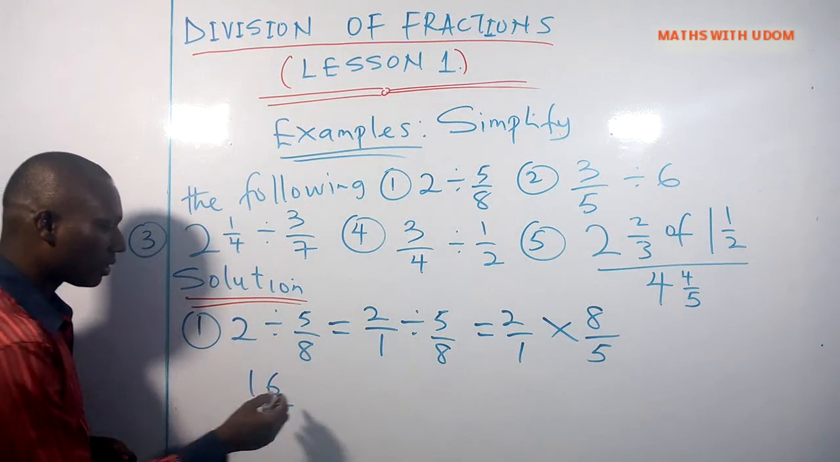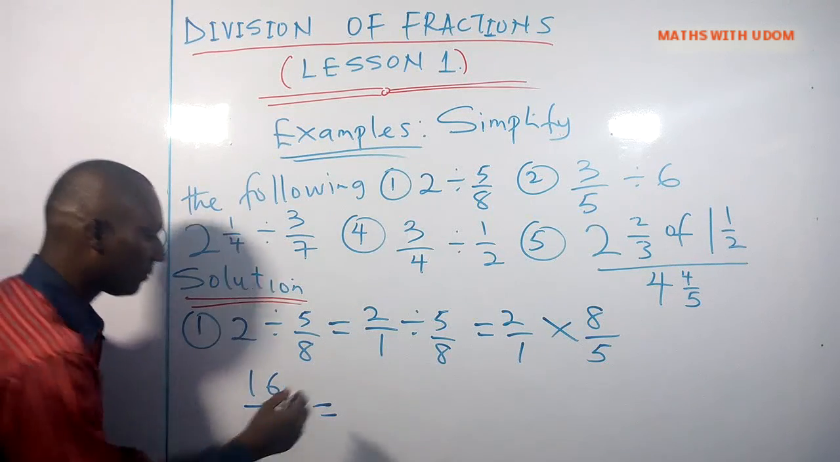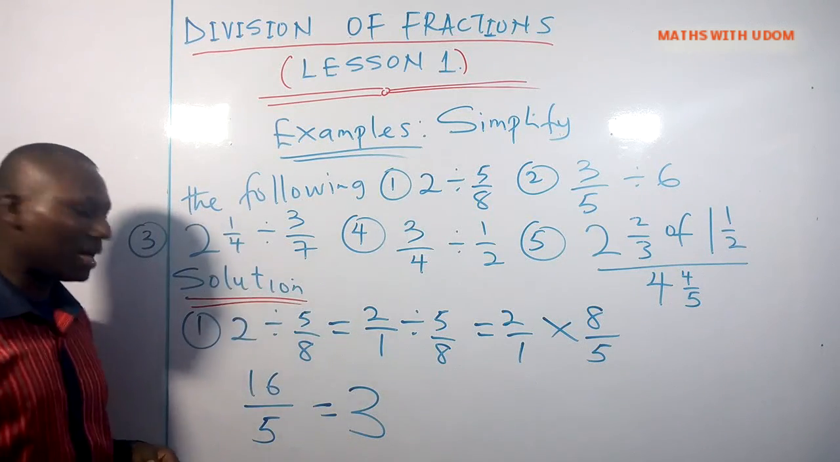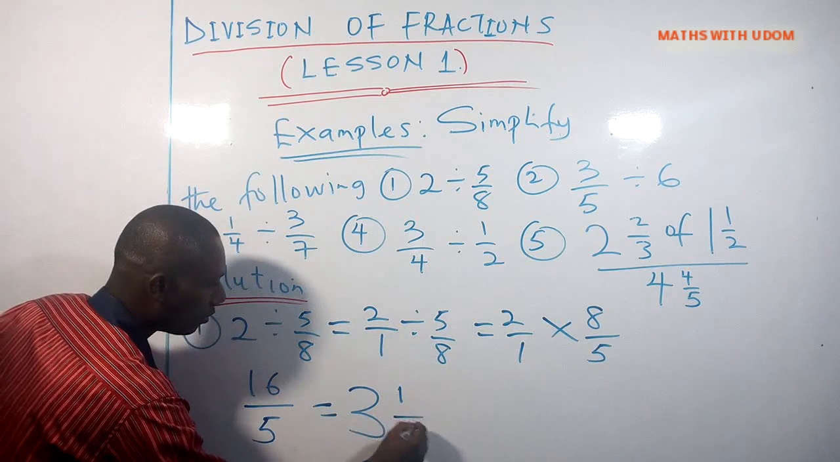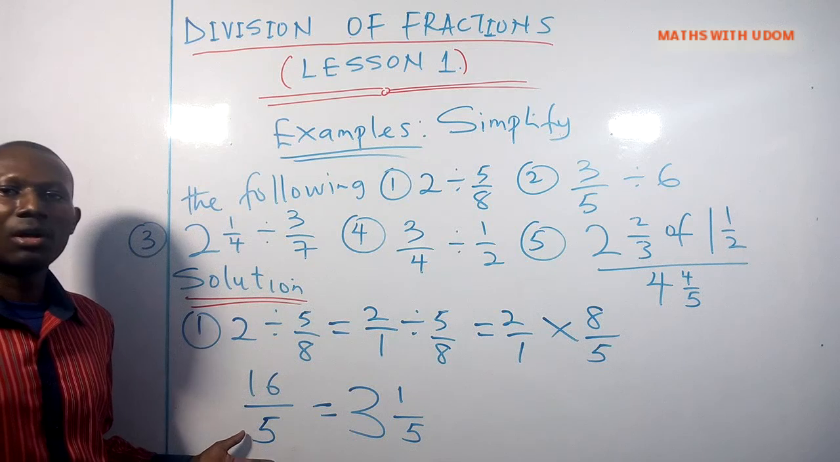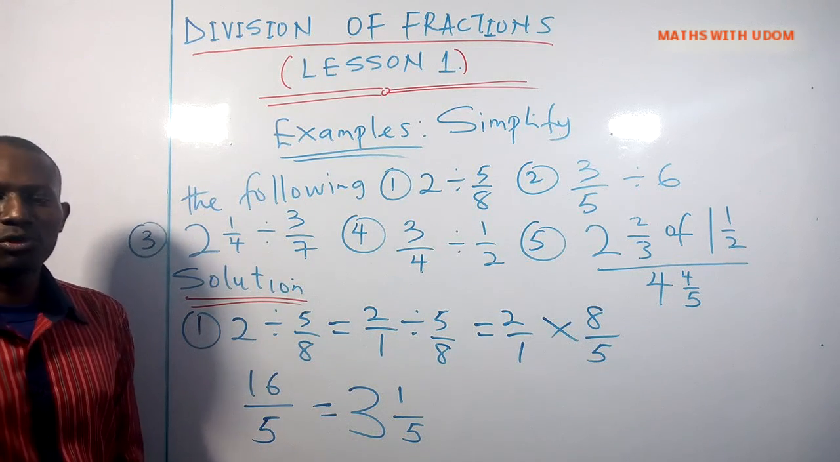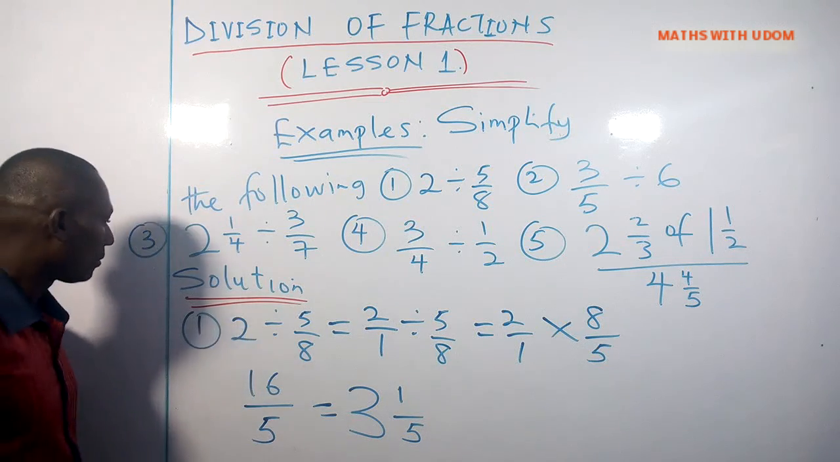And that will give us what? So how many 5s can go in 16? That's 3. So we have 3 whole number, 1 over 5. And that is our answer for number 1. Okay? Now let's quickly move to example 2.